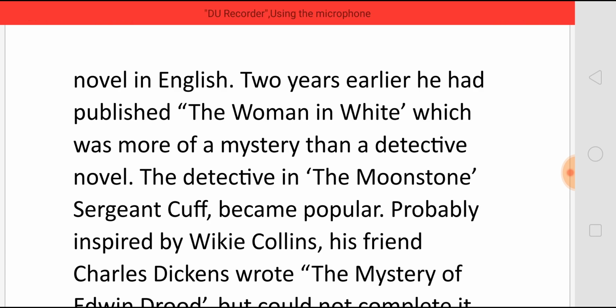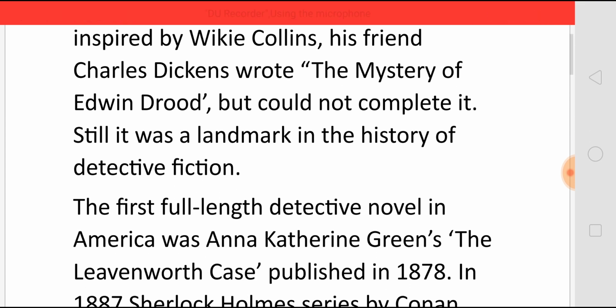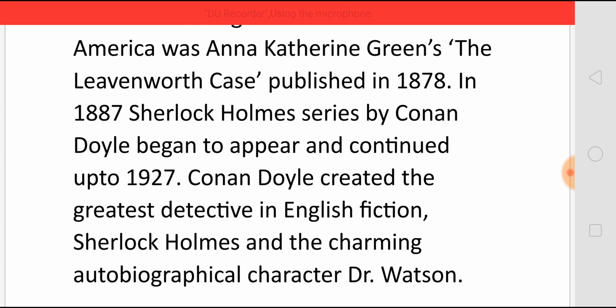Probably inspired by Wilkie Collins, his friend Charles Dickens wrote The Mystery of Edwin Drood, but could not complete it. Even then, it was a landmark in the history of detective fiction. The first full-length detective novel in America was Anna Katharine Green's The Leavenworth Case, published in 1878. In 1887, the Sherlock Holmes series by Conan Doyle began to appear and continued up to 1927.